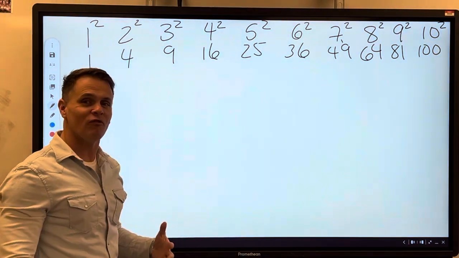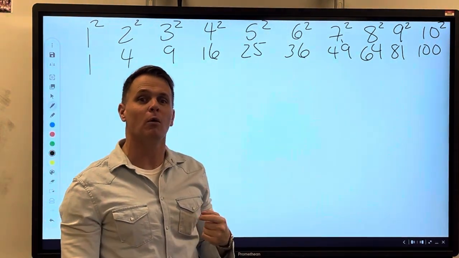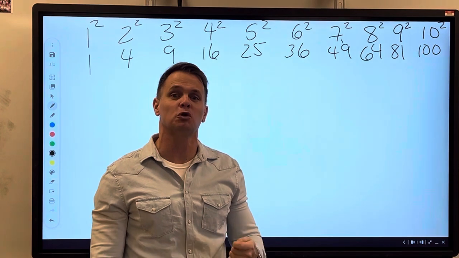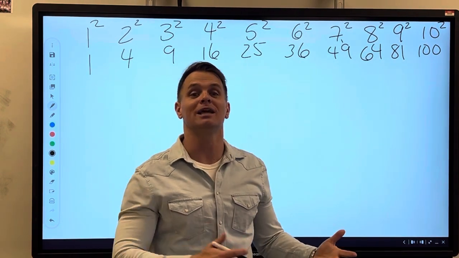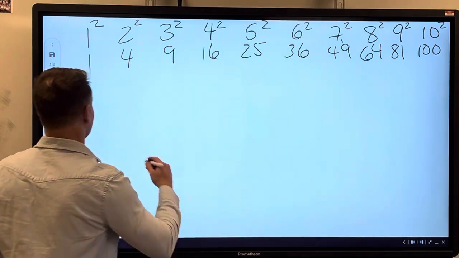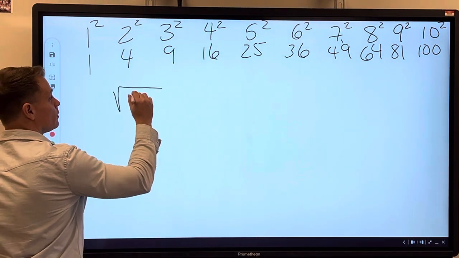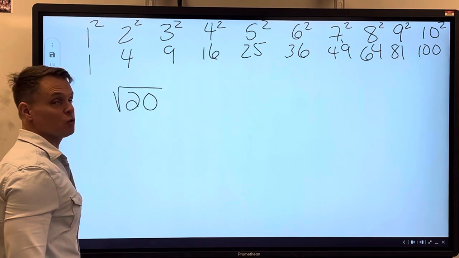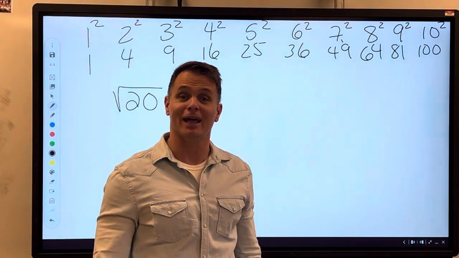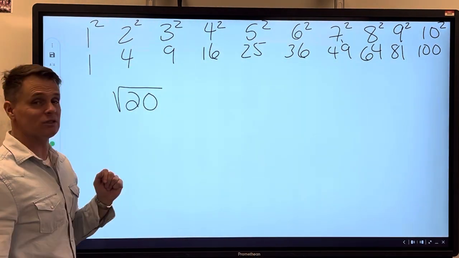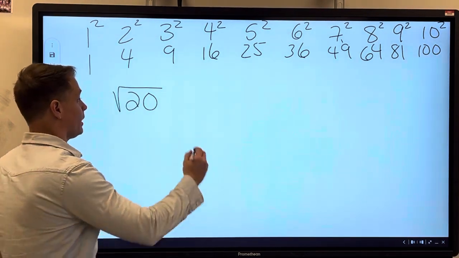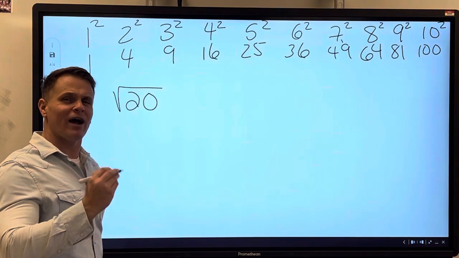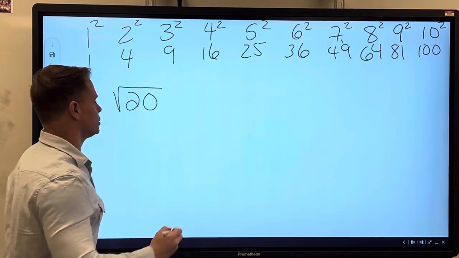Now, when we simplify a radical, what we want to do is find the biggest perfect square factor. A factor is two numbers that you multiply together to get another number. So, for example, if I'm looking for the square root of 20 and I want to simplify the answer as a radical, I'm going to look for two factors that I multiply together to get 20. So, we want to find the biggest perfect square factor.